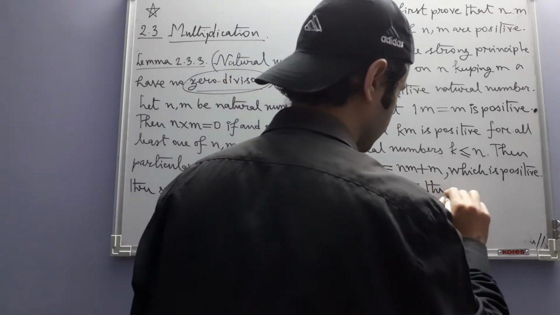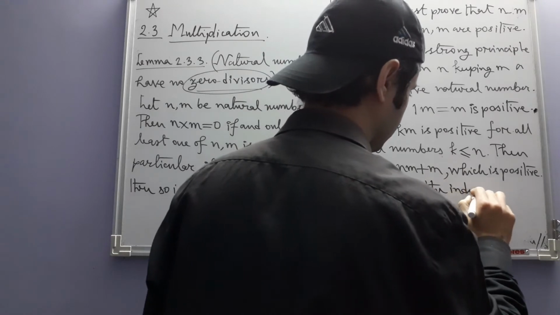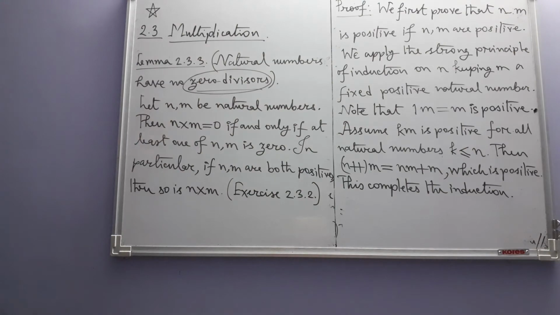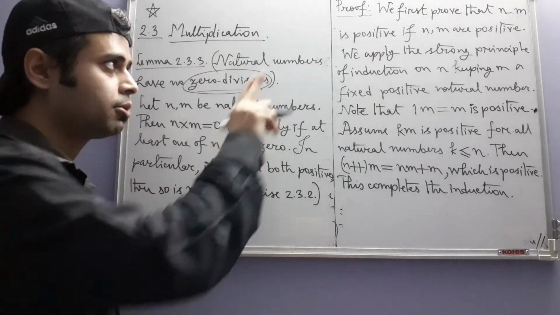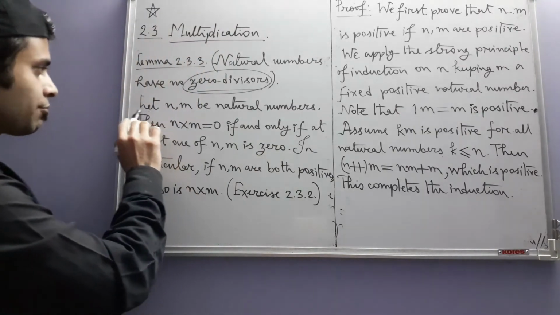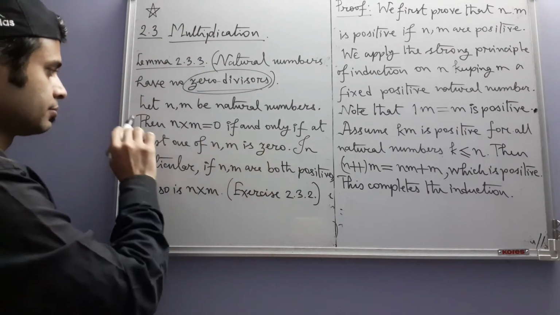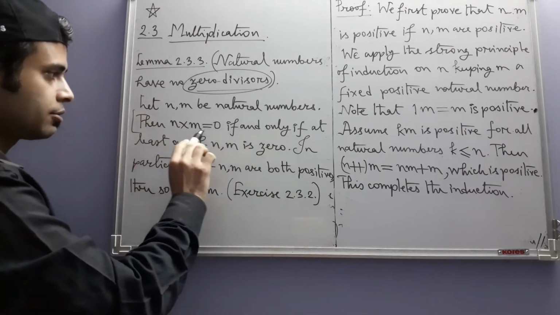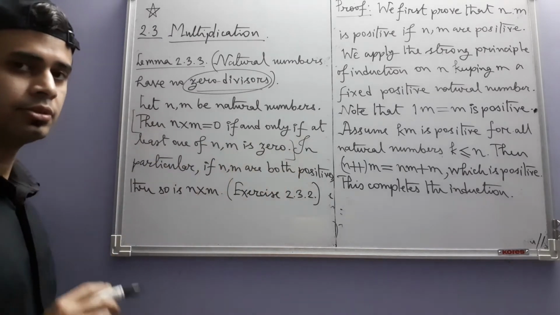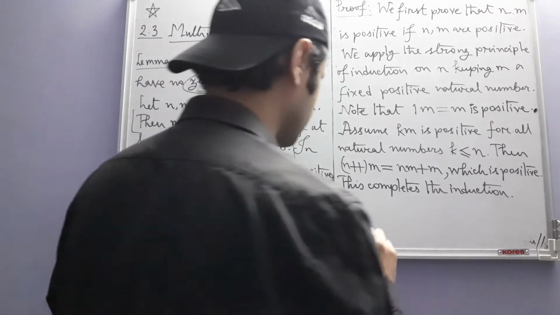So this completes the induction. We have proved that the product of two positive natural numbers is positive. Now we come to the first part: n cross m is 0 if and only if at least one of them is equal to 0. This we now prove.